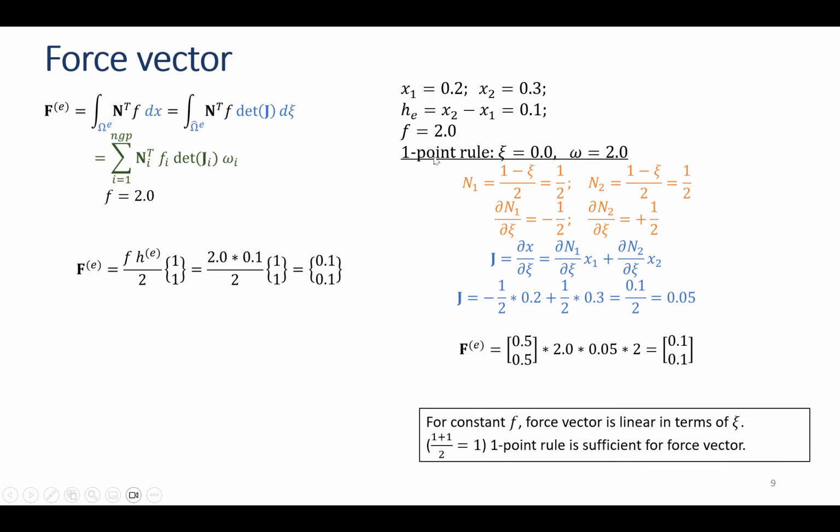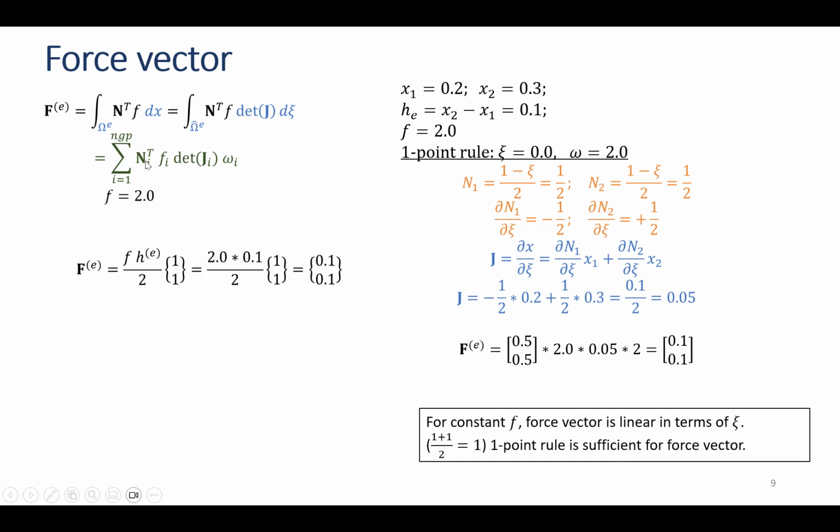In a similar manner, we can calculate the force vector. For the force vector, we need the basis function because here we have N transpose f. We calculate N1, N2. N1 and N2 are evaluated at j equal to 0. Then dN1 by dxi, and then the other values for calculating the Jacobian.